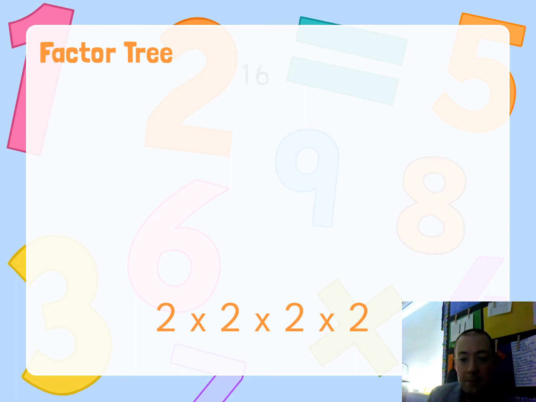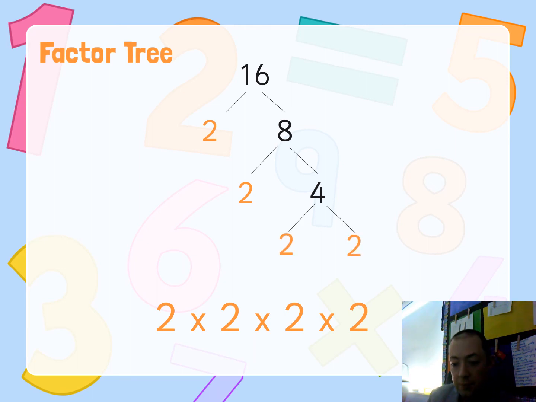Here's another example. I'm using the number 16, and I'm thinking, what do I multiply together to get 16? 2 and 8. Now 2 is a prime number, so I'm splitting the 8 up into 2 and 4, and then I'm splitting the 4 up into 2 times 2. So the prime factors of 16 are 2 times 2 times 2 times 2 equals 16.